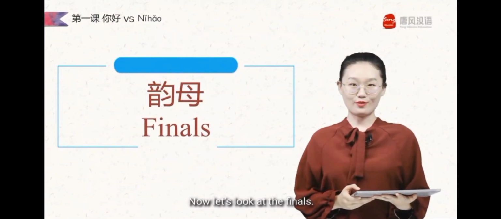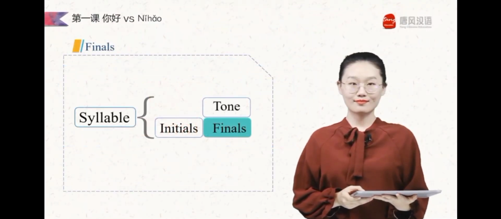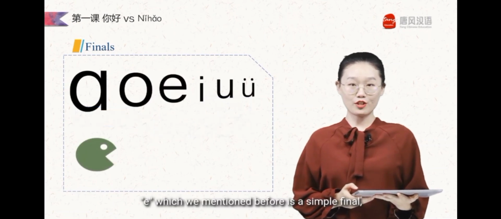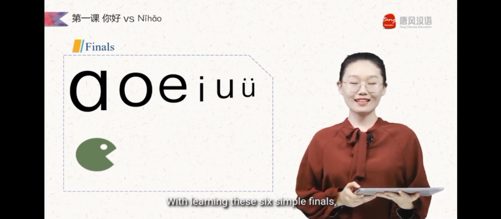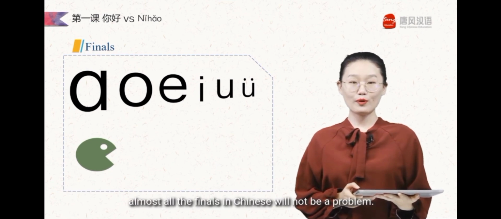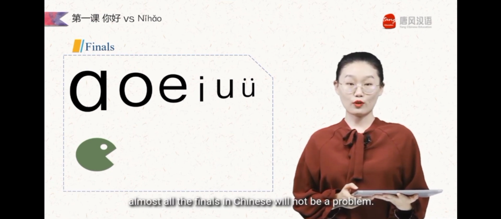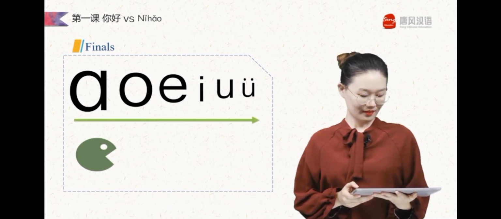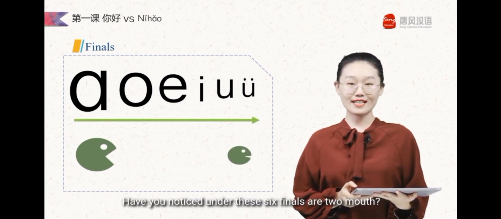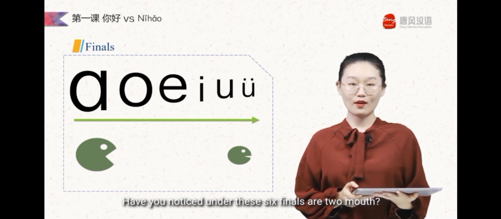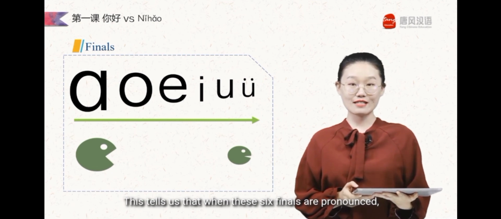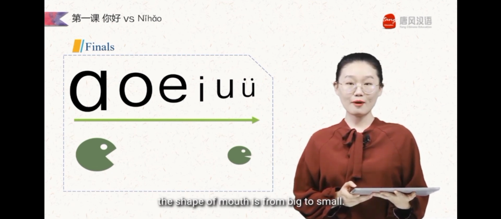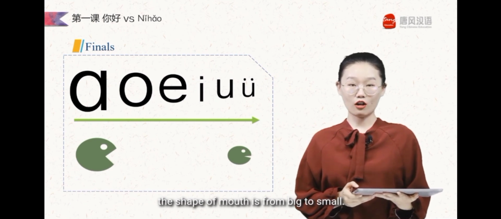Now let's look at the finals. This one, which we mentioned before, is a simple final, one of the 6 simple finals in Chinese. With learning these 6 simple finals, almost all the finals in Chinese will not be a problem. Have you noticed under these 6 finals are 2 mouths? What do these 2 mean? This tells us that when these 6 finals are pronounced, the shape of mouth is from big to small.